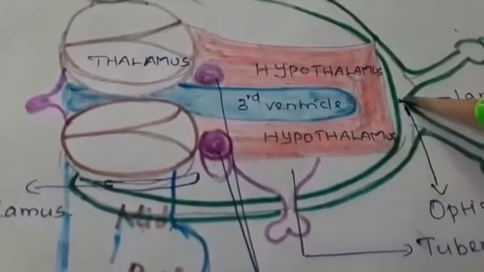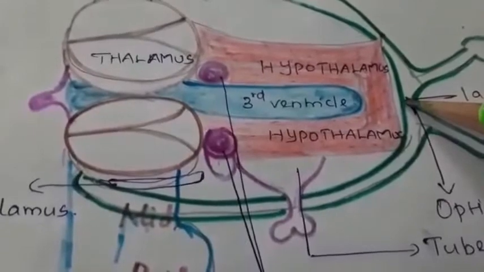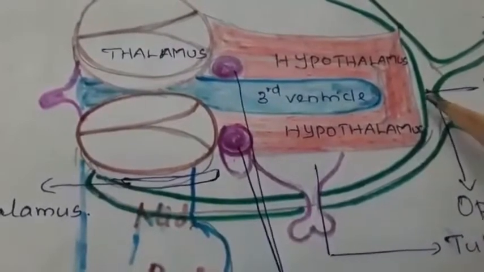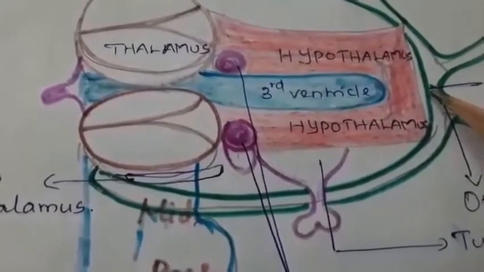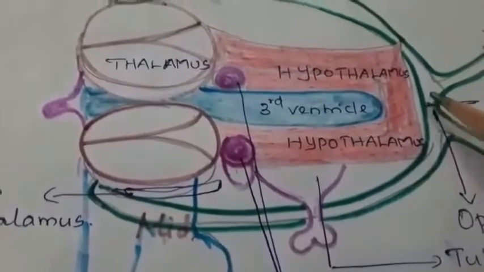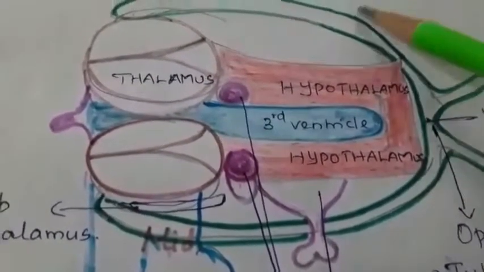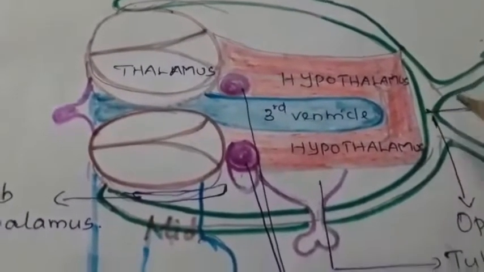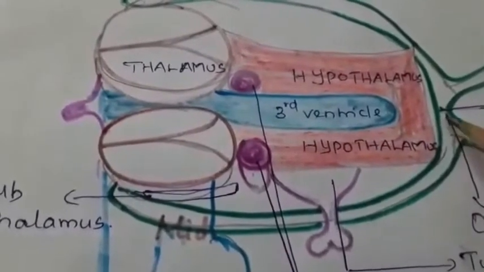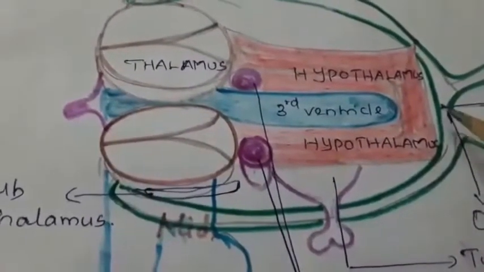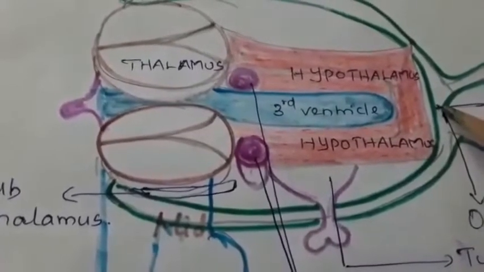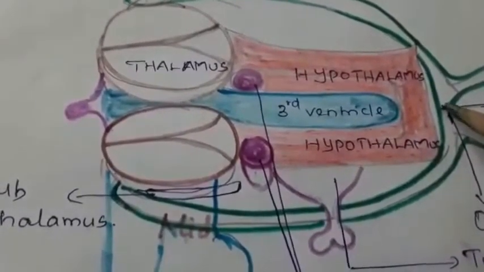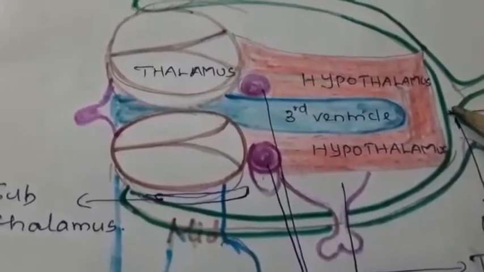Okay, now let's see about the anterior boundary. Anteriorly it's bounded by the lamina terminalis. What is meant by the lamina terminalis? It is a thin sheet of grey matter that is attached to the upper surface of the optic chiasma. We know that this is the optic chiasma, here is the optic tract and these are the optic nerves. The lamina terminalis stretches between the optic chiasma and the corpus callosum, that is the rostrum of the corpus callosum.